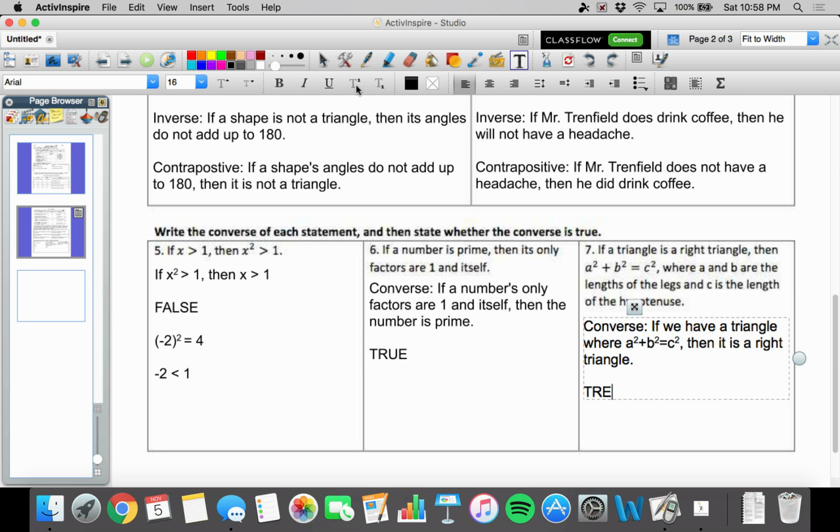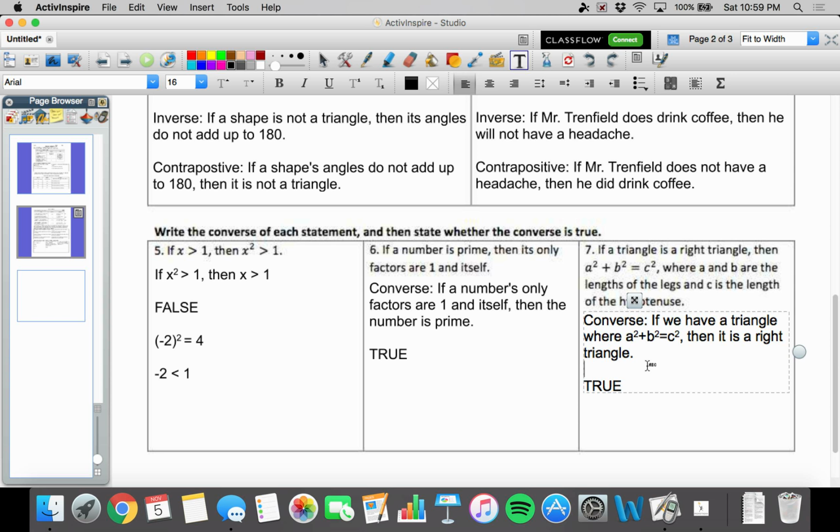And this is a really important mathematical fact. We've used this in class because we've used the Pythagorean theorem both to solve for missing sides of right triangles and then also to verify whether a given triangle is a right triangle. So this is a really important true statement, an example where the conditional and the converse are both true.